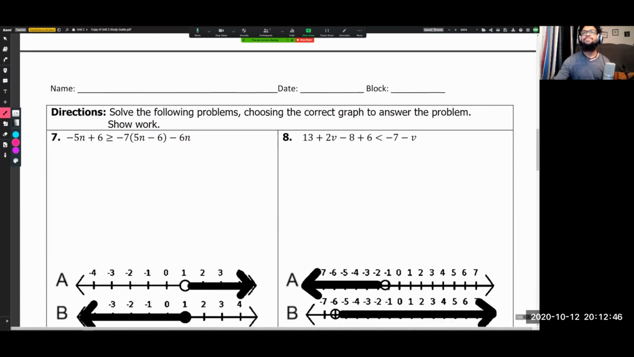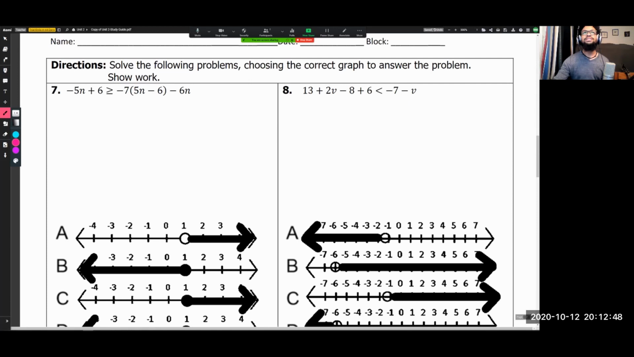Let's look at number 8. Our directions are to solve the following problems, choosing the correct graph to answer the problem. So we're going to solve the problem first, and then we're going to look at the graphs and figure out which one is correct. So let's look at number 8. It looks a little tricky at first, but it really is just a lot of combining our like terms.